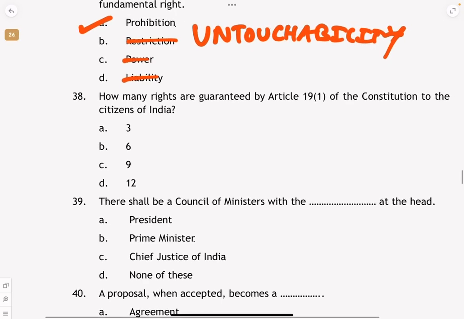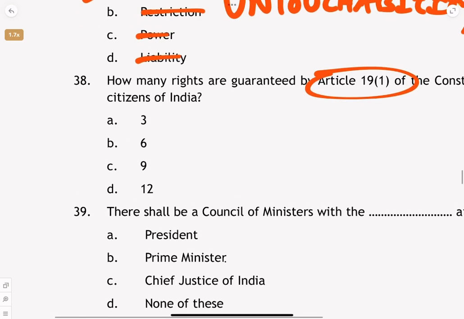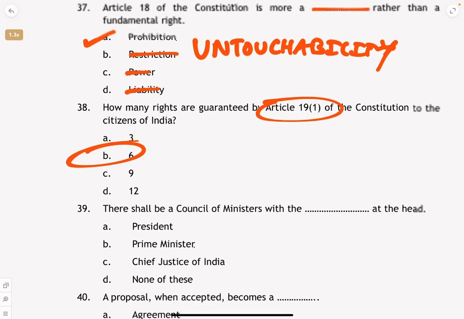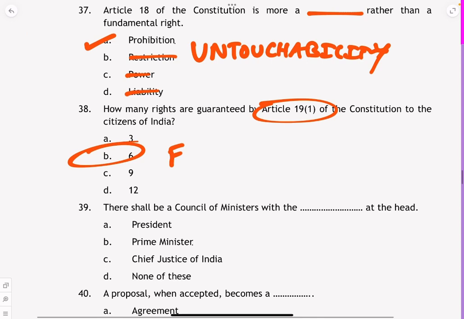How many rights are there in Article 19.1? You know this very well. There are 6 fundamental freedoms which is there. So Article 19 is talking about freedoms. So freedom of speech, freedom of expression, right? Freedom to assemble peacefully without arms, freedom to form associations, unions, trade unions, all of that. So there are 6 fundamental freedoms in Article 19.